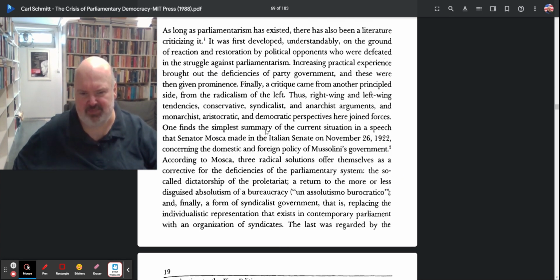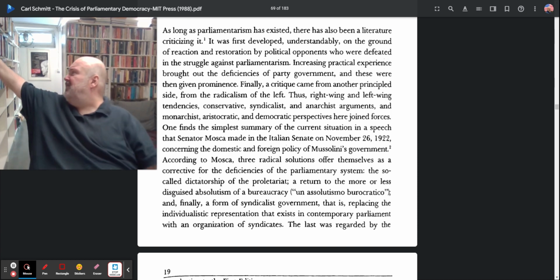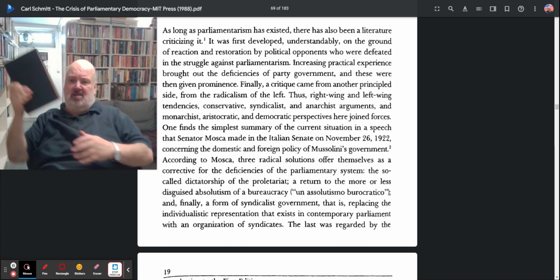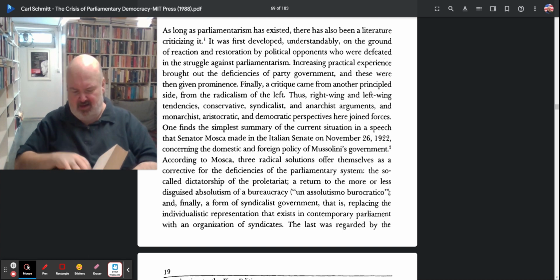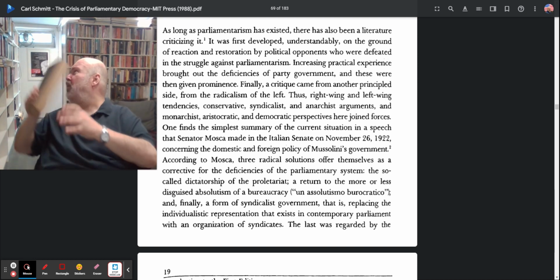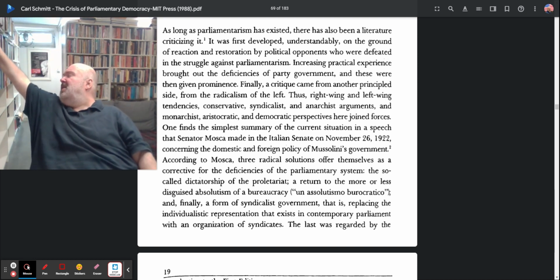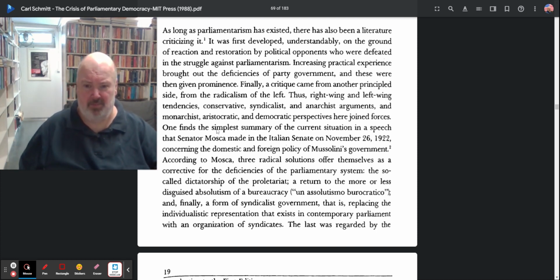One finds the simplest summary of the current state in the speech of Senator Mosca. Again, this is Gaetano Mosca, the man who wrote The Ruling Class, part of the Italian realists. He is one of the so-called Italian realists with Michels and Pareto.